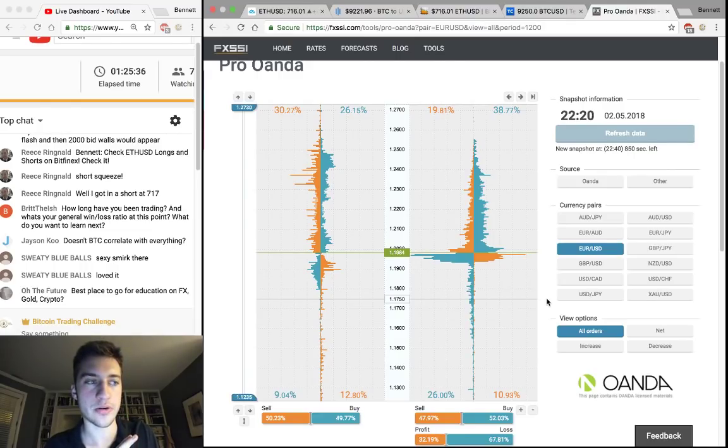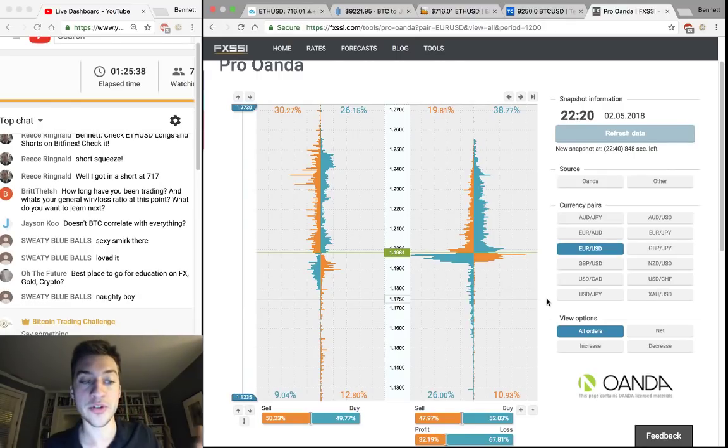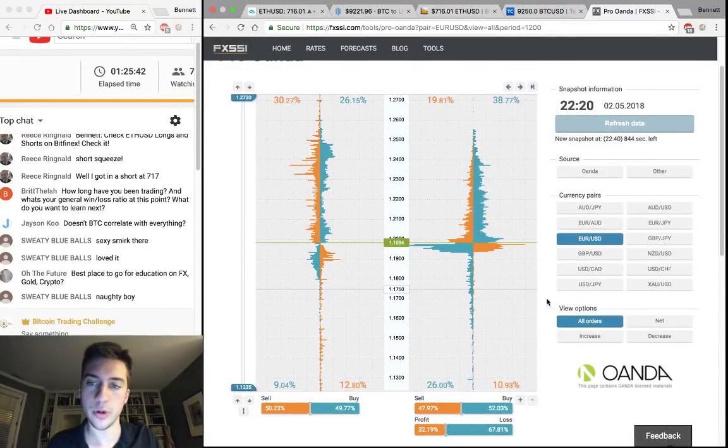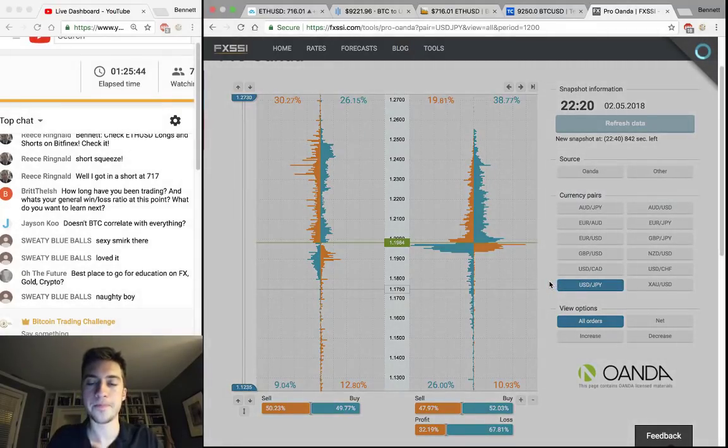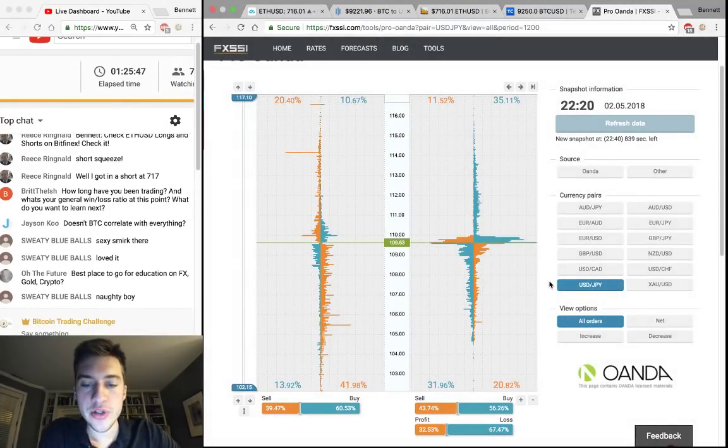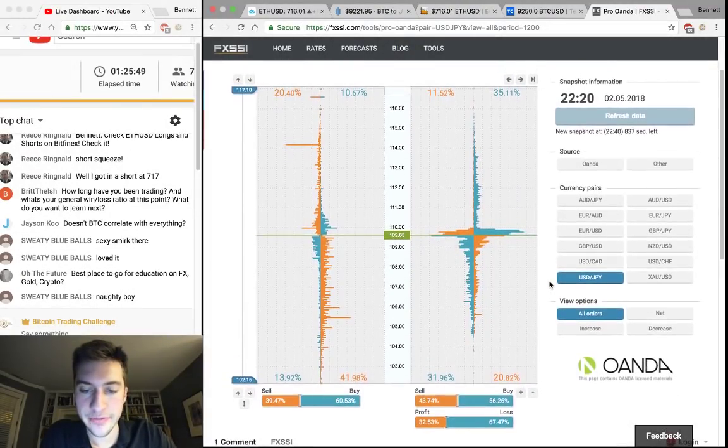It tells you where traders' limit orders are. It tells you everyone's positions. So just how to interpret the Pro Oanda, if we're looking at USD JPY: on the left, we have orders, and on the right, we have positions. If we want to find where traders' stop losses are, then it's the blue. So whenever you see a lot of blue, that will be the location of lots of stop losses. Because what this means is these are buy orders, these are sell orders.